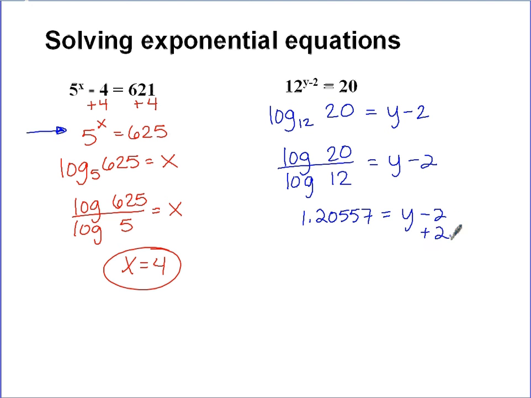I'm going to add 2 to both sides to find y, and obviously this is going to be 3.20557, but you might have to use your calculator to do that at some point. And your final answer then will be y equals 3.2, which is probably fine for that. But you can see why on this one we couldn't just do it off the top of our head, because up here we didn't know what power we would raise 12 to get 20.